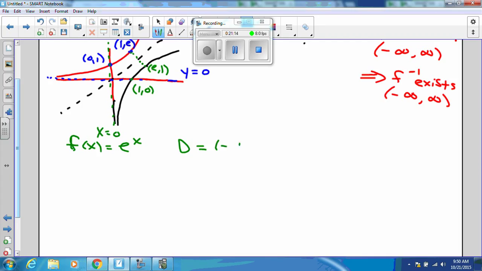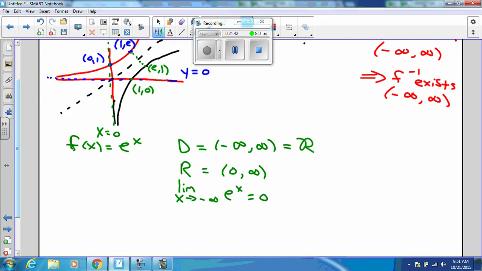Good. Which is also pronounced all real numbers. Please do not use the abominable ARN. And how about the range of, what's that? Over 0 to 0 to infinity. And in fact, this is open here because we have the horizontal asymptote that is not crossed.